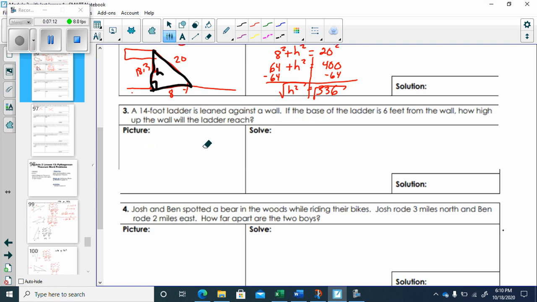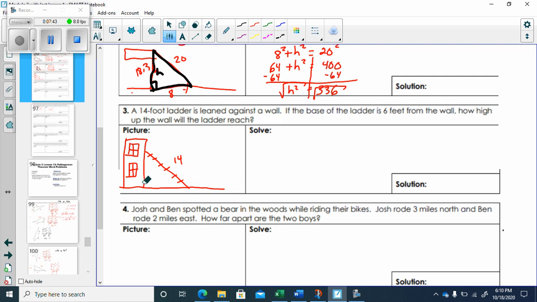A 14-foot ladder is leaned against a wall. So we're going to have a wall. We need a building. There's a building. Here's the ground. Here's our ladder, and I'll draw little rungs on it so you can kind of see it. It says it's 14 feet long.